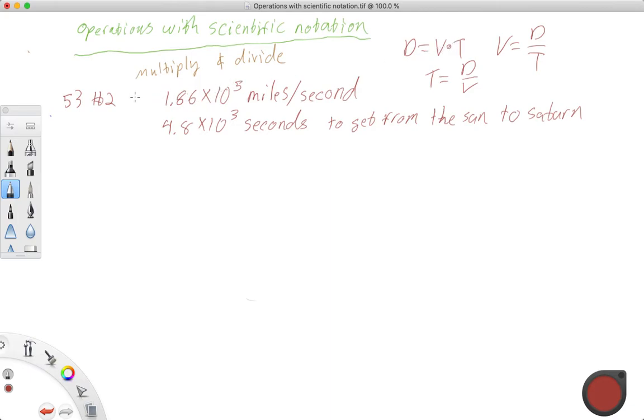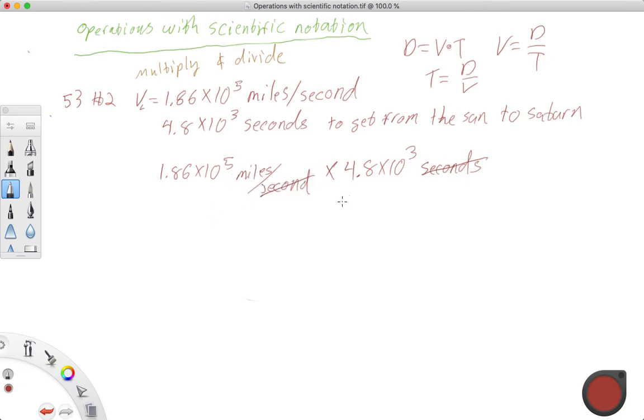So this is our velocity. This is the velocity of light, and that equals 1.86 times 10 to the 5th. So we're going to do 1.86 times 10 to the 5th, and we're going to multiply that, so that's miles per second, by 4.8 times 10 to the 3rd seconds. And you'll notice our units will actually cancel out because this is seconds and this is divided by seconds, so seconds are going to cancel each other out. We're going to be left with miles.